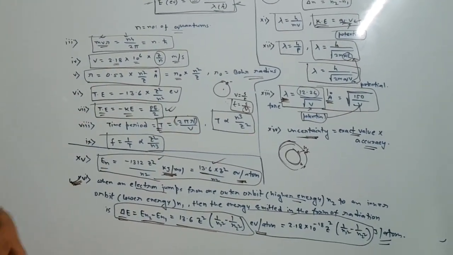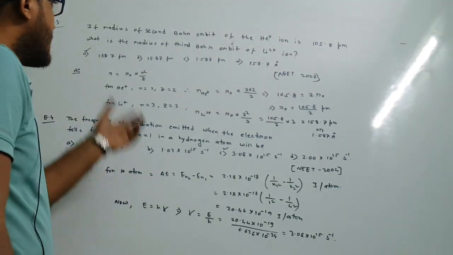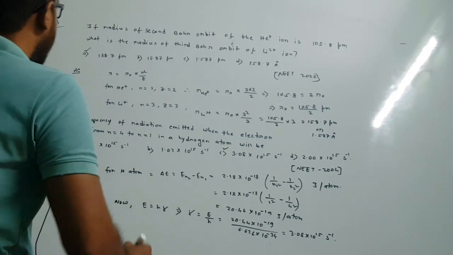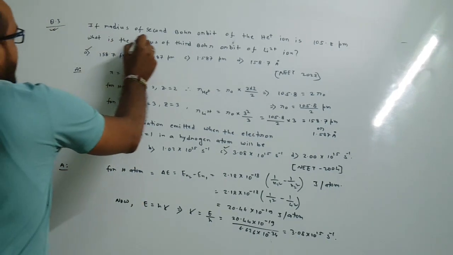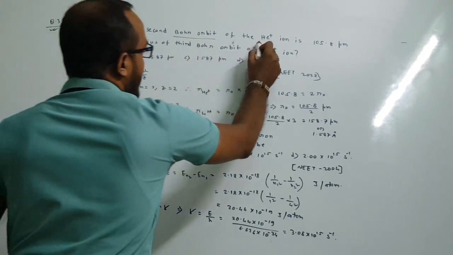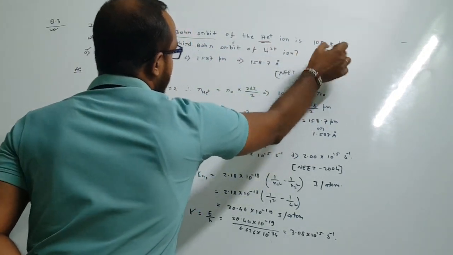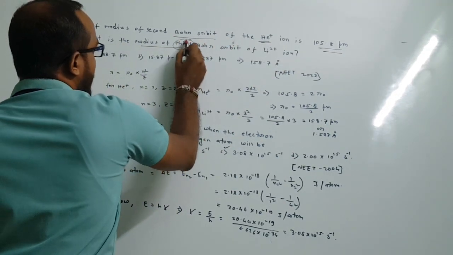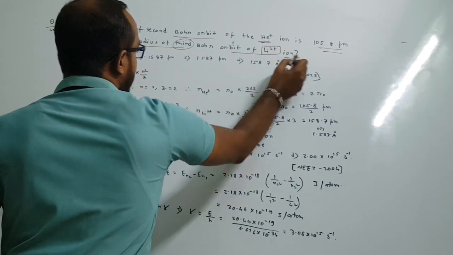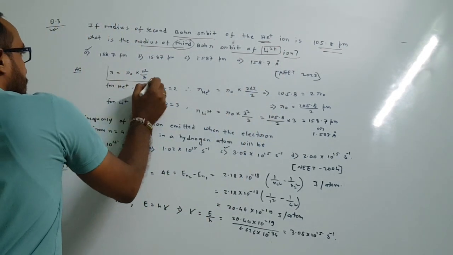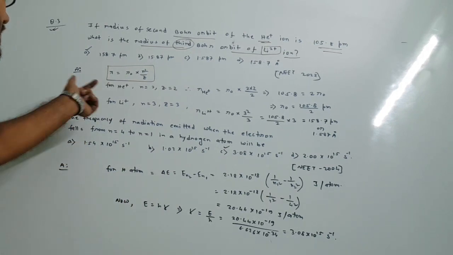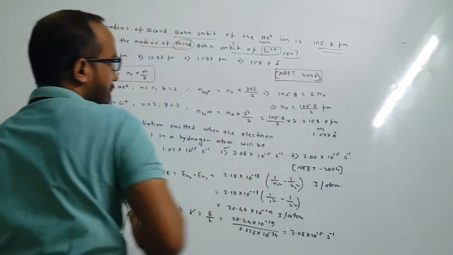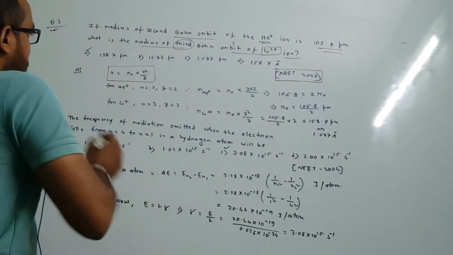Now we will solve some problems related to this. Let us see some problems related to the formulas from the last slide. The first question: the radius of the second Bohr orbit of the helium plus ion is given. What is the radius of the third Bohr orbit of the lithium 2 plus ion? We have just written down the formula in the previous slide, that R equals R naught into n square by Z. This problem came in a recent question, NEET 2022.